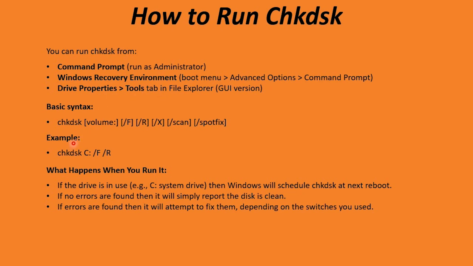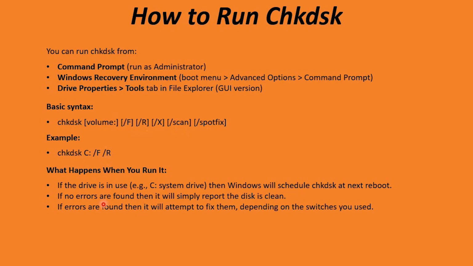All right, so the basic syntax: we have the check disk command with the volume, like C, D, or E with a colon there, and then your switches. You also have some other switches here that are not just letters, such as /scan and /spotfix. So here's an example: check disk on your C drive, then a space, /F, space, /R. Just make sure you have the spaces in there.